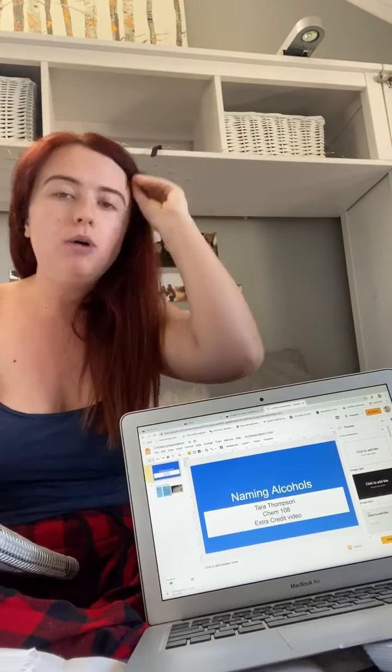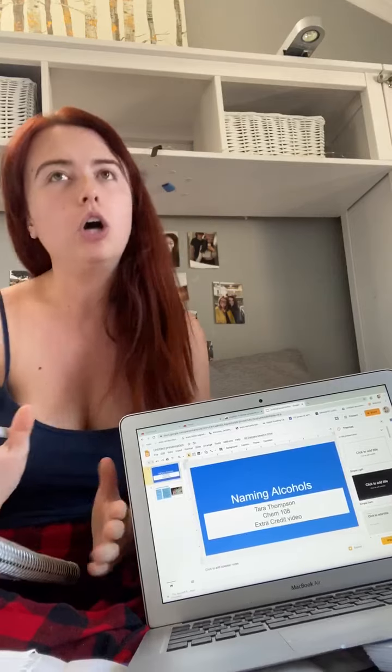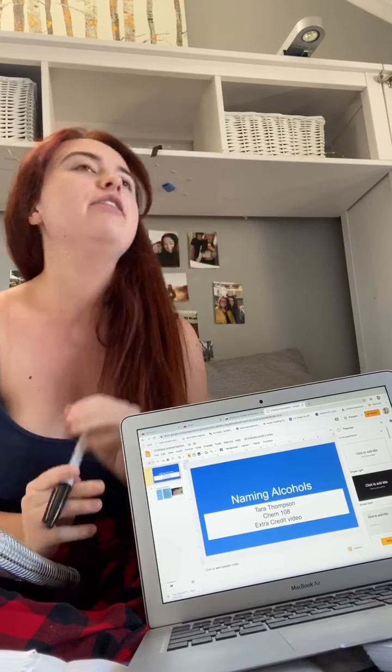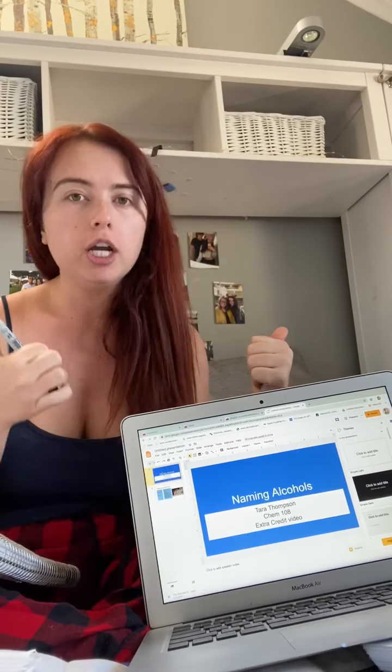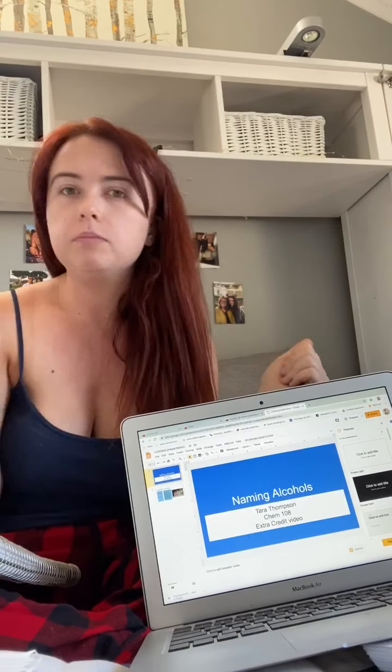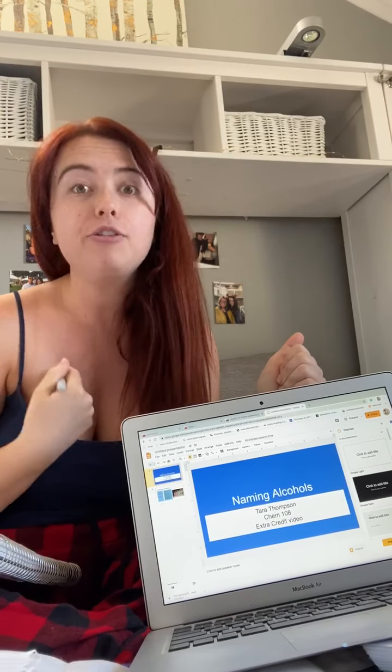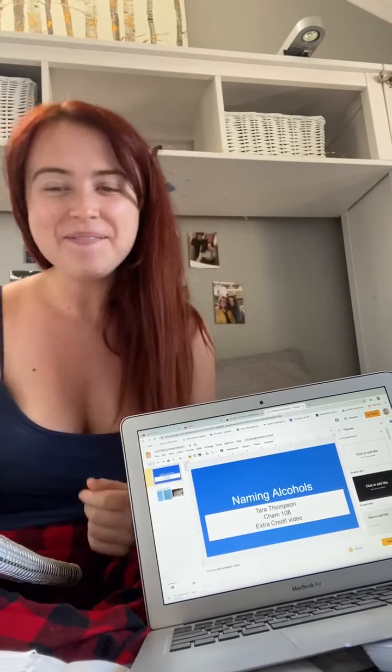So for naming alcohols, when you think of the word alcohol, probably what comes to mind is the adult beverage, like your liqueurs or your wine or any of that stuff. And another thing that I think of is rubbing alcohol, which is what you take nail polish off with, which is literally sitting on my desk right there.